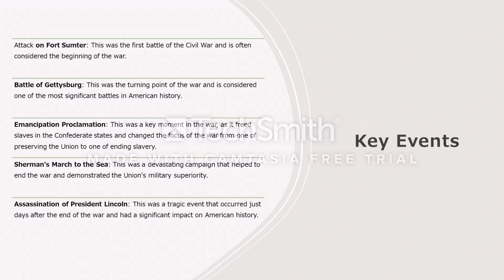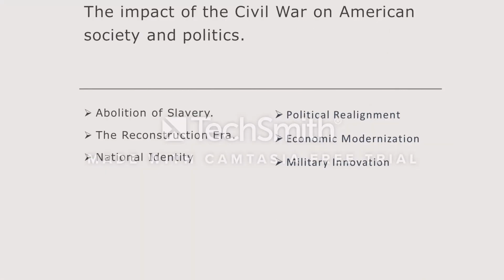The assassination of President Lincoln. Unfortunately, this was an epic event where President Lincoln was murdered by John Wilkes Booth. It's part of history.